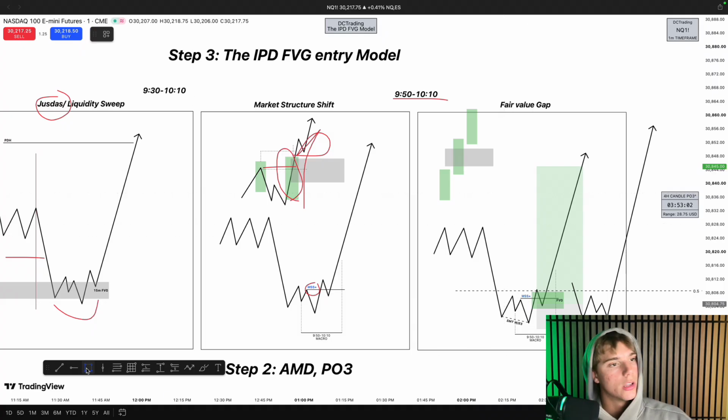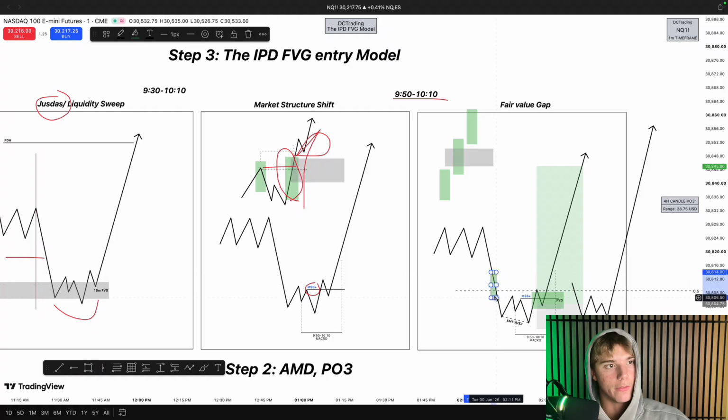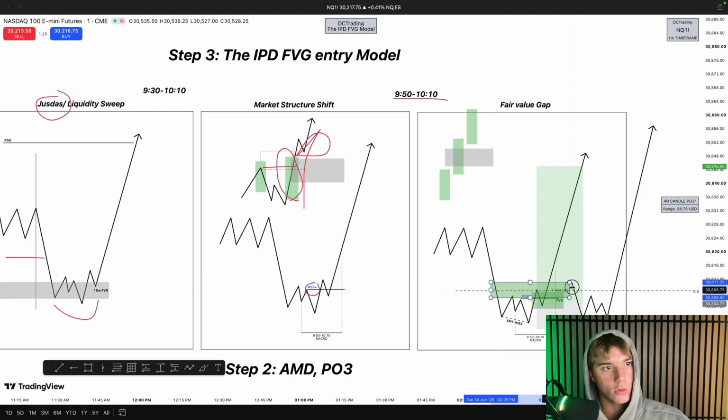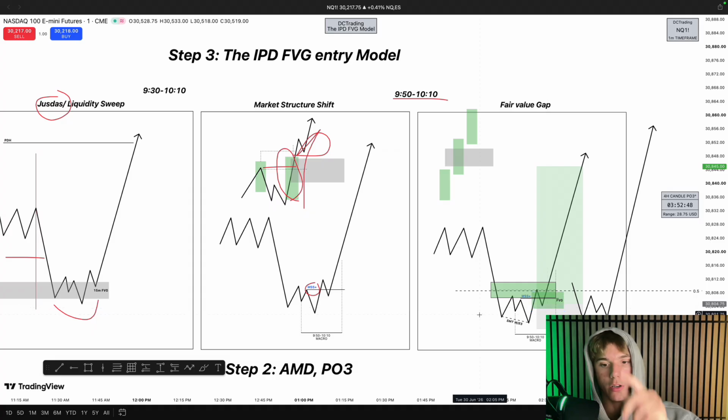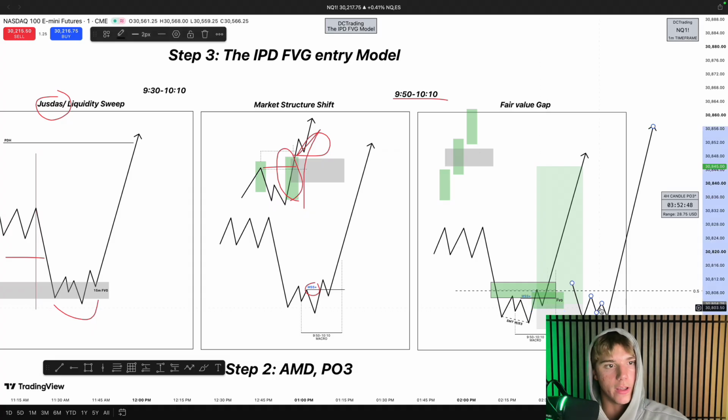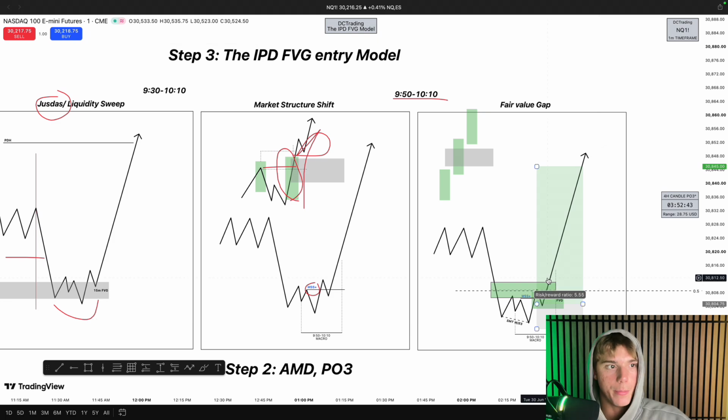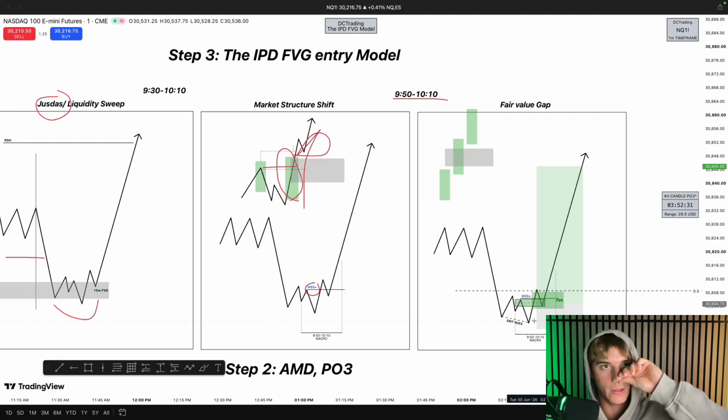Now, another confluence that you can use is going to be an inversion fair value gap. Now, you are not going to use this solely as an entry model. Your entry model is you have to have a market structure shift and you have to have a fair value gap. But you can throw in an inversion fair value gap. It can either be on the manipulation leg down, or it can be in one of these little moves right here. And I'll show you exactly what that looks like with a live example of how I made all that money trading today.